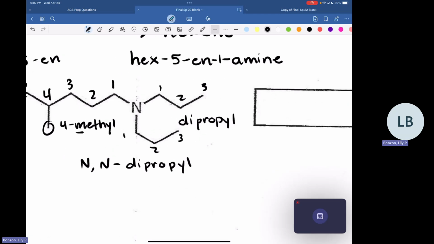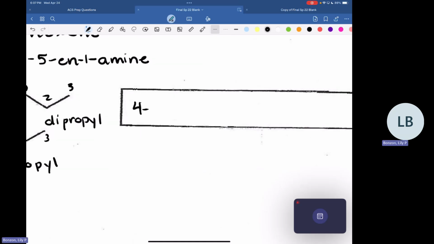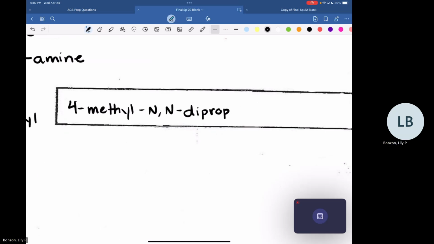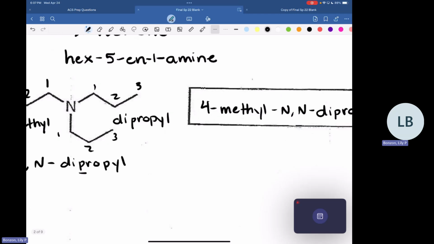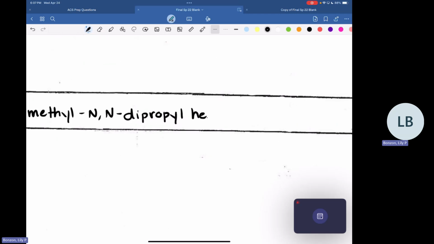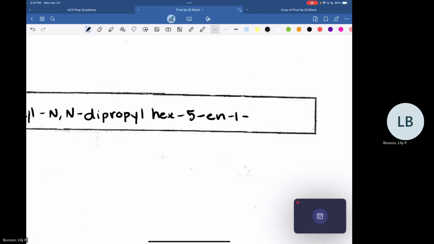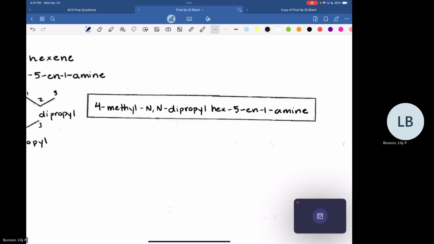So we've got M and P. So M is going to come first. So we've got 4-methyl-N,N-dipropyl. And then our parent was the hex-5-ene-1-amine. Okay. Any questions about that one?